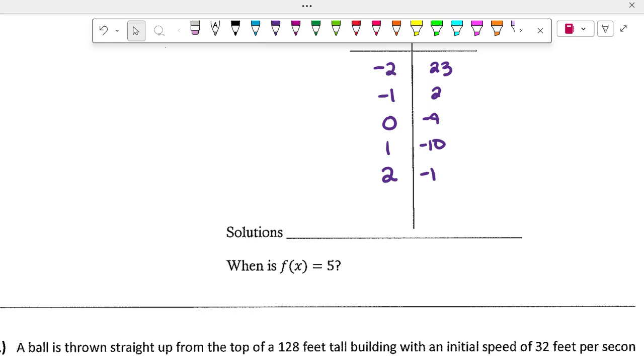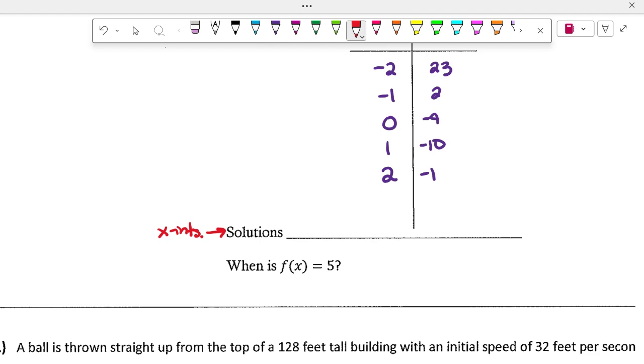All right. So, who remembers what the synonymous name for solutions is? Zeros, which are what type of key feature? X-intercepts. So when they're talking about solutions, we're talking about x-intercepts. Remember, quadratics can have up to 2.